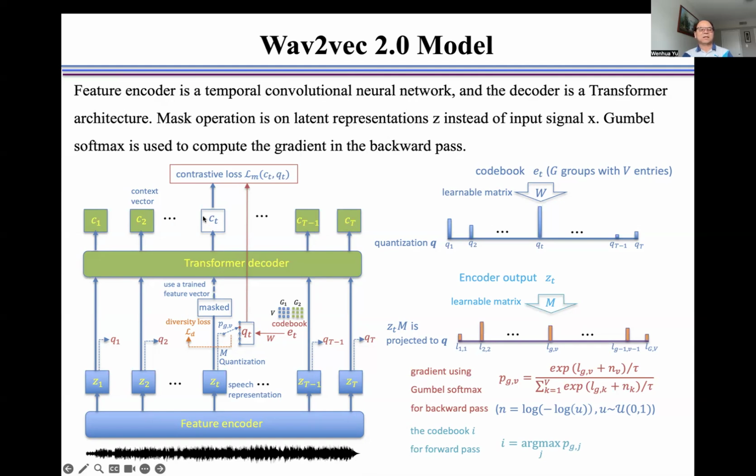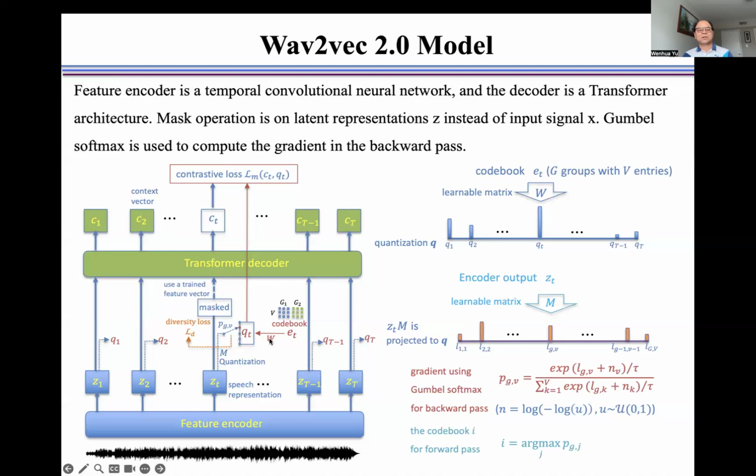This is the architecture of the Wave2vec 2.0 model. This is the input, this is the feature encoder, and this is the transformer decoder. Contrastive loss is used to minimize the difference between CT and QT. This is the codebook.